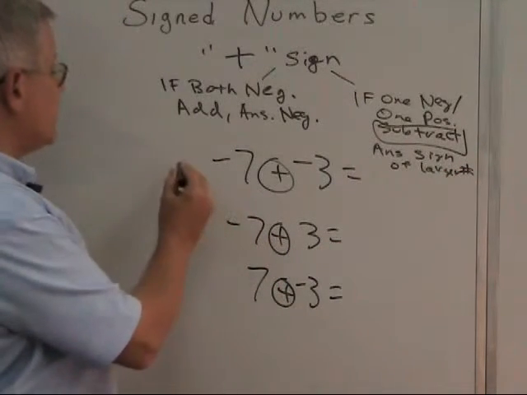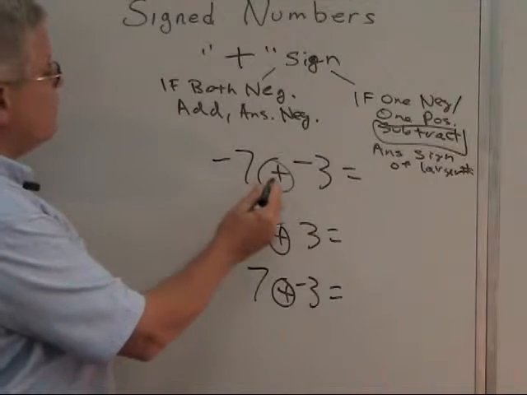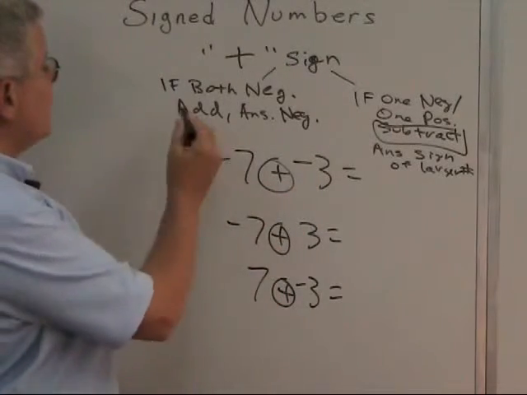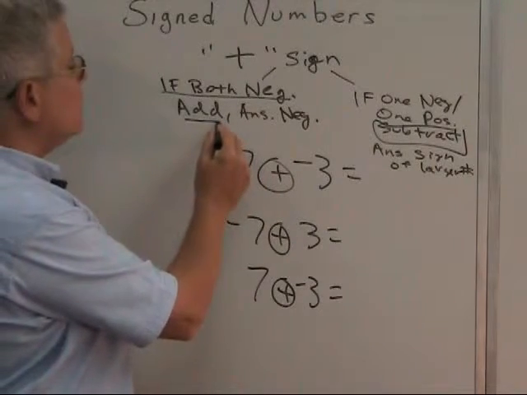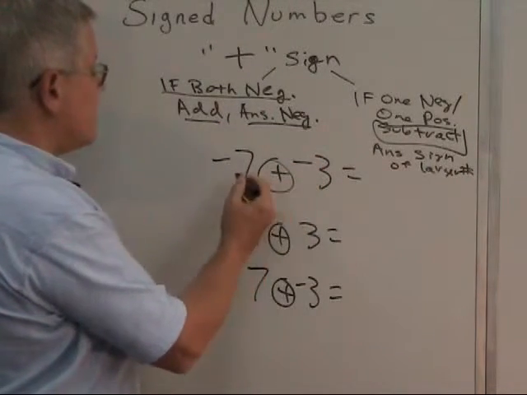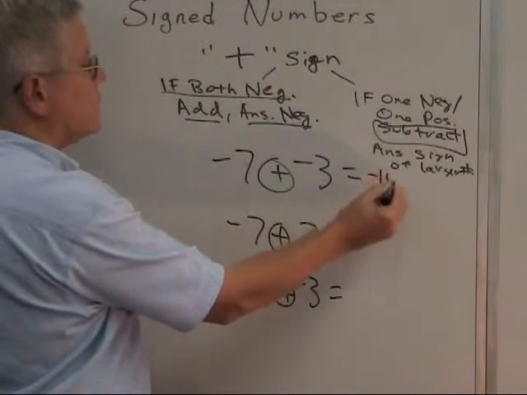Okay, let's look at the first example here. -7 plus -3. If they're both negative, which they are, you add and the answer is negative. So the answer to -7 plus -3 would be -10.